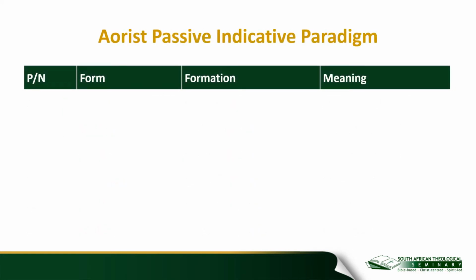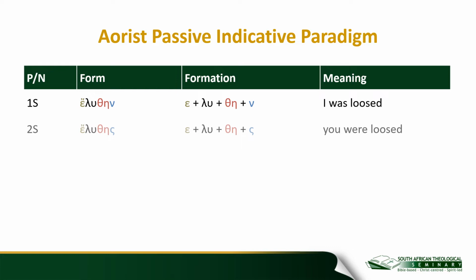Here is the paradigm for the aorist passive indicative. Once you've learned the building blocks, the paradigm is completely regular. The one singular, ἐλύθην, is formed from the augment epsilon, the tense stem λυ, the tense formative θη, and the personal ending ν, I was loosed. The two singular, ἐλύθης, is from the augment epsilon, the tense stem λυ, the tense formative θη, and the personal ending sigma, you were loosed.